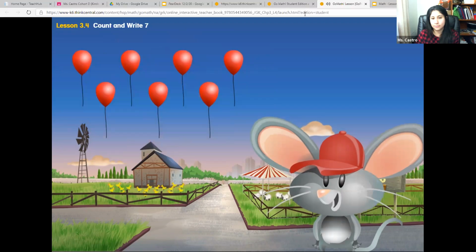How can we describe the number of balloons? I don't know how to write 7. Do you? Sounds like we need to find out how to write the number 7. Let's go get some help with that.